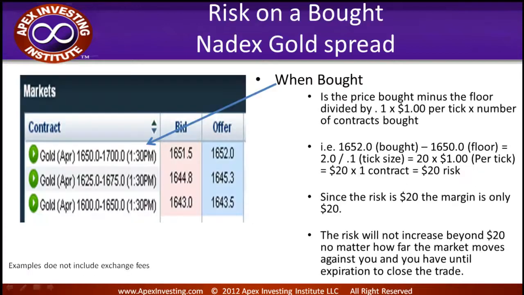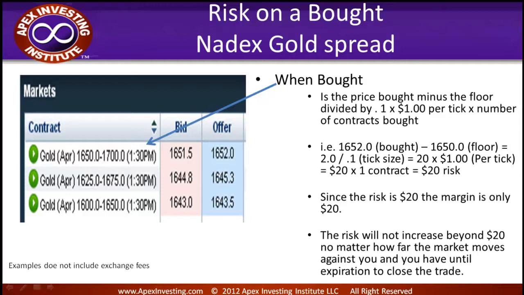Okay, so now let's look at the risk and reward whenever you're buying a Nadex gold spread. Now, if you just hit buy and choose one, the Nadex platform will actually show you the risk and reward, but it's good to know what the formula is to calculate that. So if you went in and you were to buy it, then you take the bought price, so $16.52, and you'd minus that from the floor, $16.50. You'd then divide that by the tick size, which is 0.1, which will give you 2.0 would give you now 20 ticks. Every tick is worth $1 per tick, so $20 per contract.